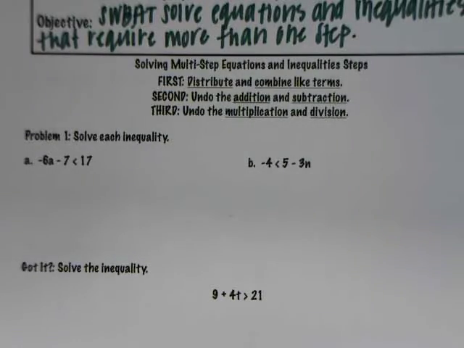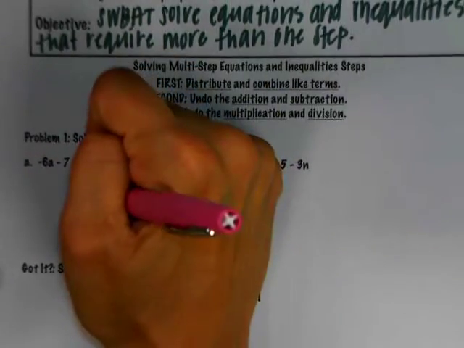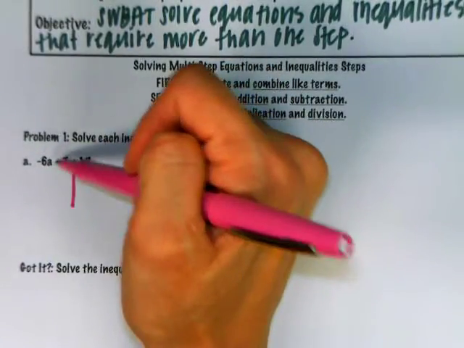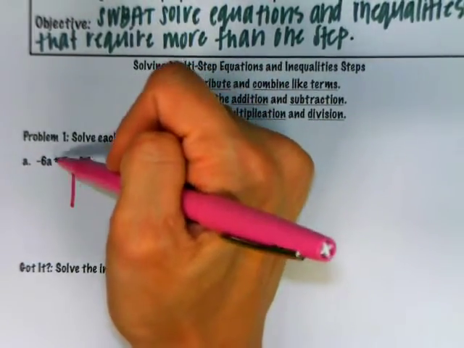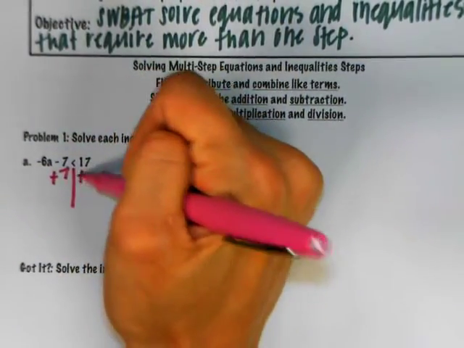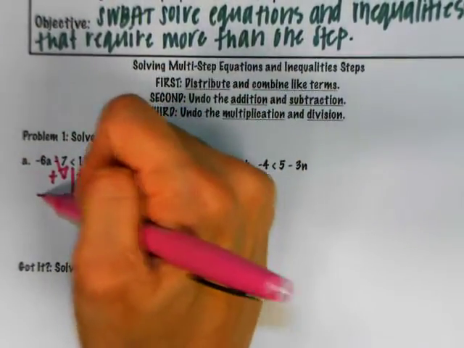So on this one, we're trying to get the a by itself. So we need to first make this plus 0 or minus 0. So what am I going to combine with negative 7 to make it 0? Positive 7, right? That leaves us with the negative 6a.